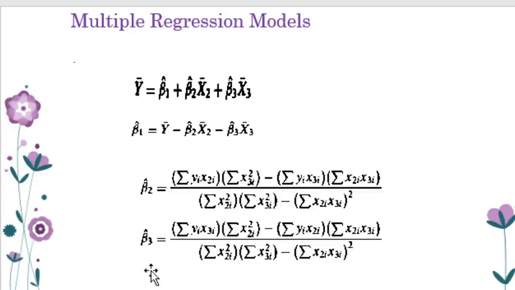Likewise the value of beta 3 cap can be calculated as sigma of yi x3i into sigma of x2i square minus sigma of yi x2i into sigma x2i x3i, divided by sigma x2i square sigma x3i square minus sigma x2i x3i the whole square. Here the denominators are the same. What we are doing here is subtracting the square of the product from the product of the sums of squares of the two independent variables, x2i and x3i.